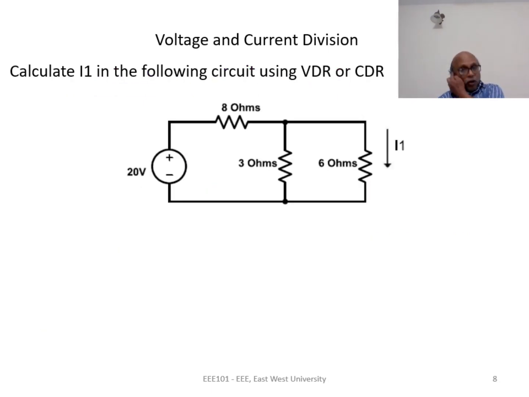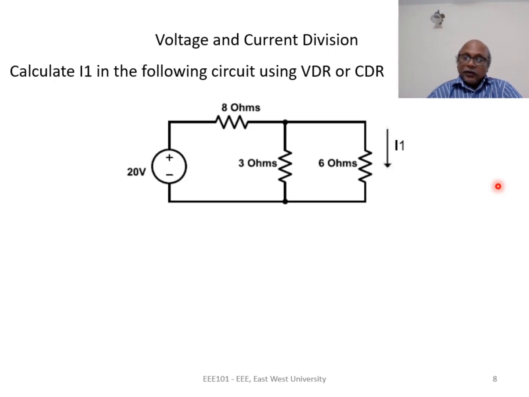Now let's solve a problem. Always the proof is in the pudding, and whether we have understood the concept is in our ability to solve circuit problems. The circuit is given. We have been asked to calculate the current I1 through this 6 ohms resistance using either voltage divider rule or current divider rule. We are allowed to use any of the two rules, but we are not allowed to use any other technique which will not involve VDR or CDR. I will show the solution using CDR, or current divider rule.